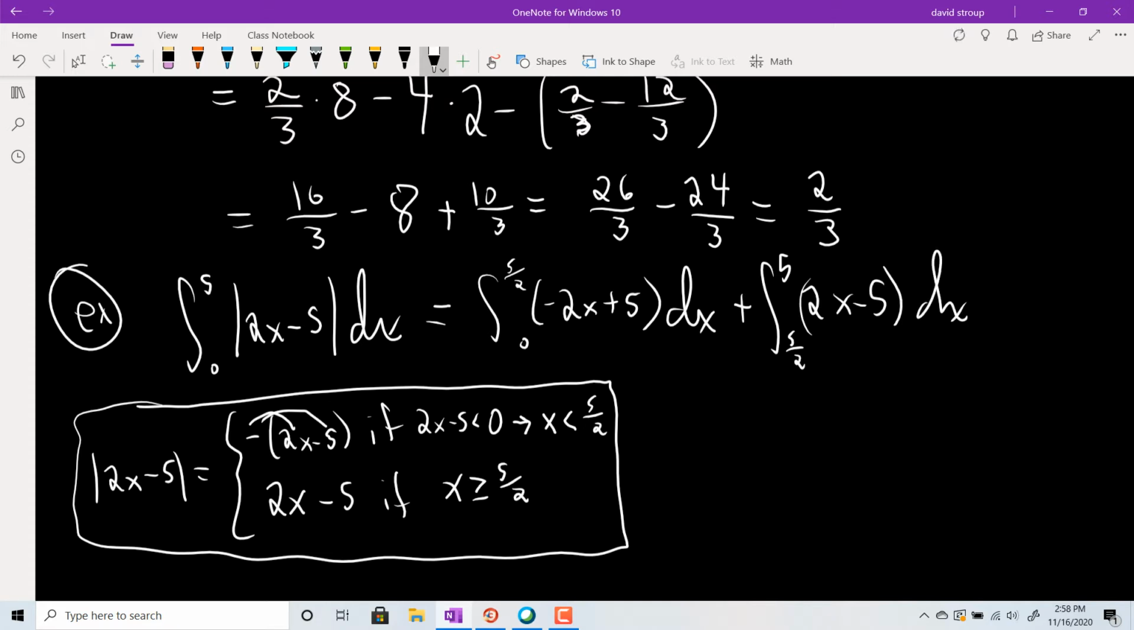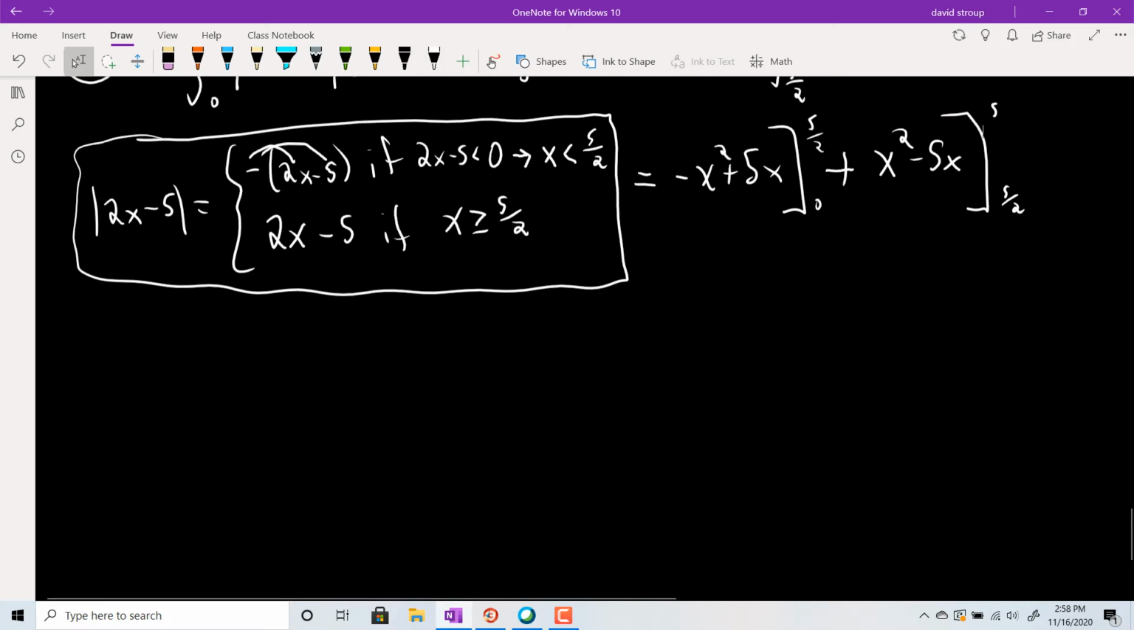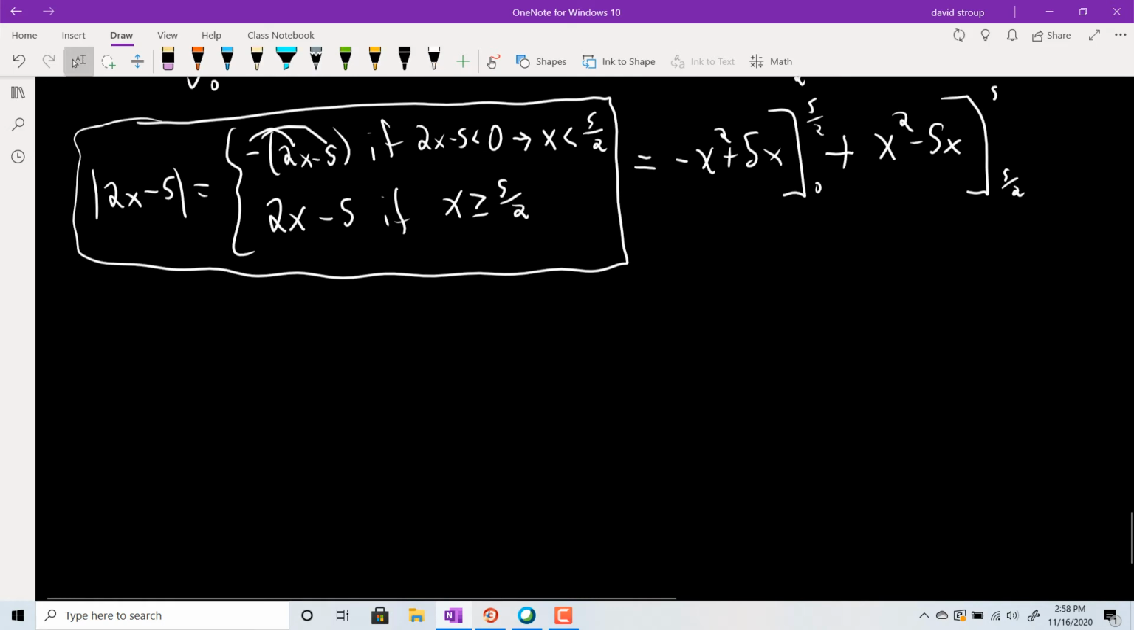Okay. Then we're going to get the antiderivatives here. Negative 2x squared over 2 is just negative x squared plus 5x, evaluate from 0 to 5 halves. And then plus the other guy, 2x squared over 2 is x squared minus 5x, and we evaluate from 5 halves to 5. Okay. And then we have to do some substitutions.